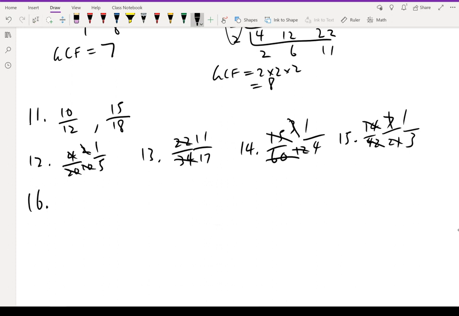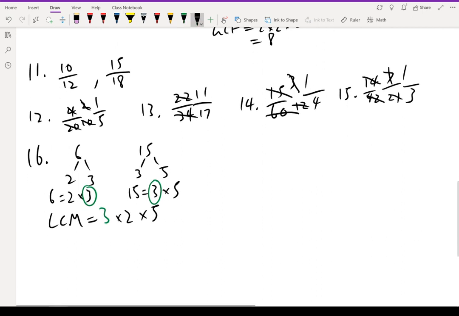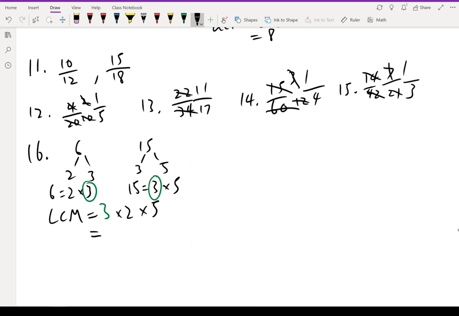Okay, so for this one, for question 16 and 18, I will do the tree factorization method first. So 6 and 15. 6 is 2 times 3, and 15 is 3 times 5. And so circle the common factors. That's 3 and 3, so I'm going to write it once. So the LCM is equal to 3 once, and then times 2 times 5, the other ones that are not repeating. And so that will be 3 times 2 is 6, 6 times 5 is 30. So the LCM is 30.